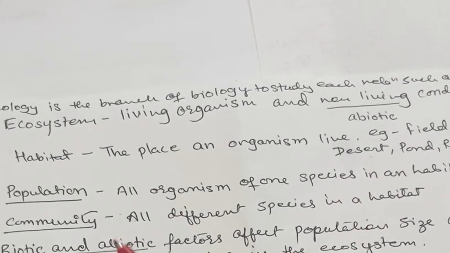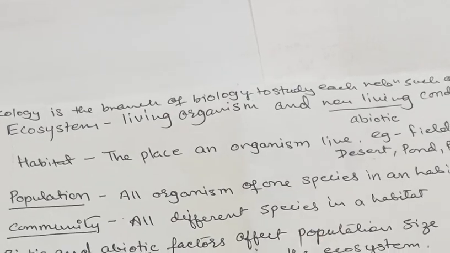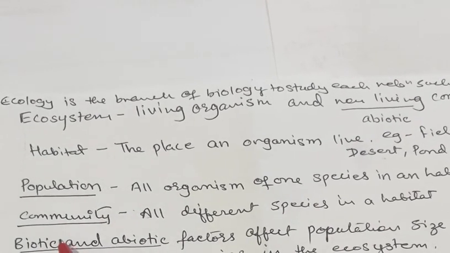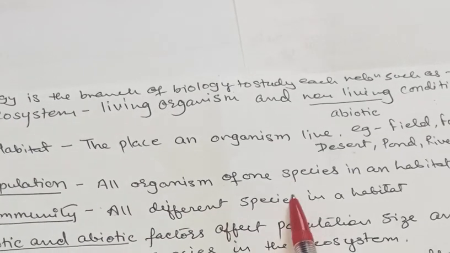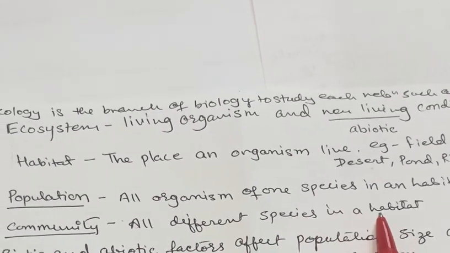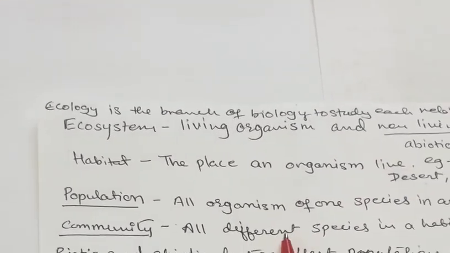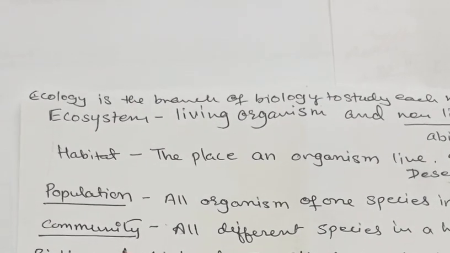When there are a number of different populations, where a number of different species are there, that can become a community. So let's see what is community. All different species in a habitat. Whatever living species are there, different species, that can be a community.